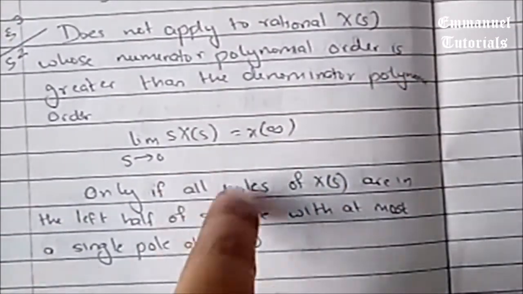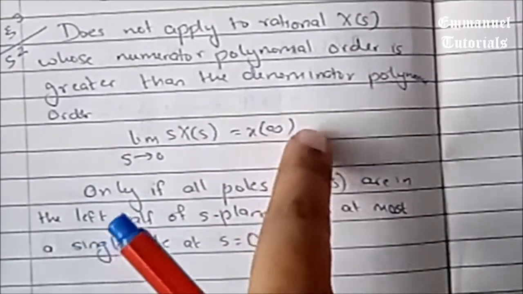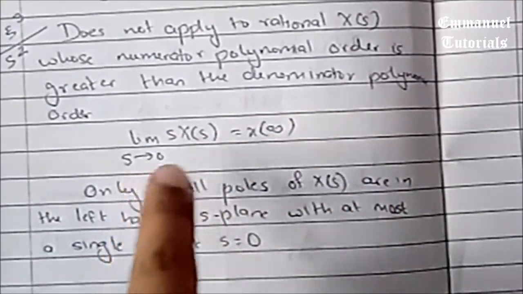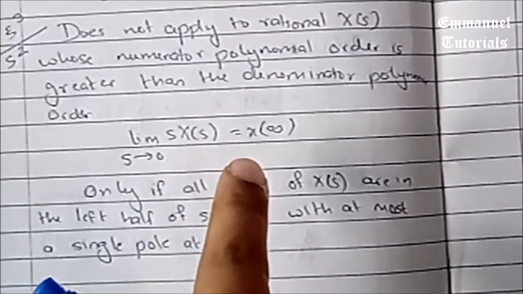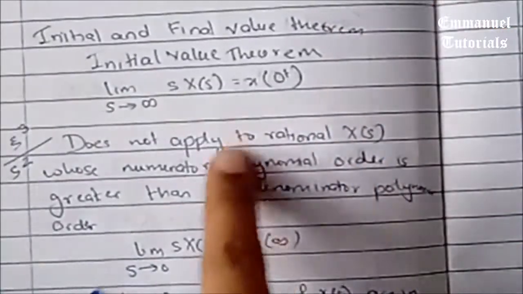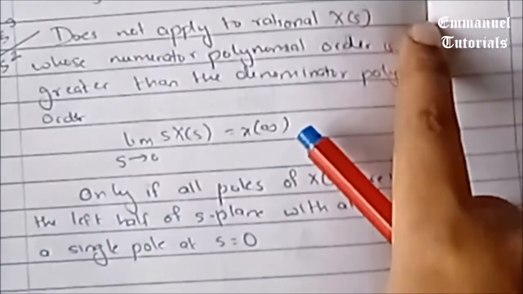Next is the final value theorem. So if you have to find out x of infinity, you will have to say limit s tends to 0 s into x of s. Just replace the infinity value by 0.